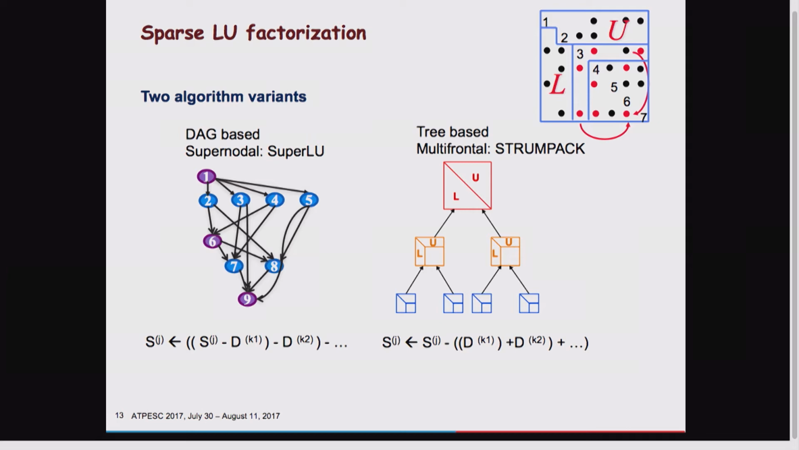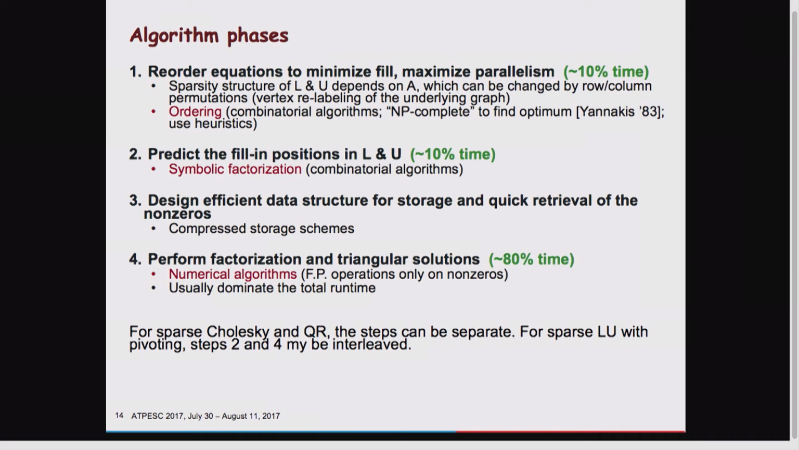But in this case, you use more memory. But then you can imagine you have a relatively simpler graph to manipulate to do the task scheduling. So those are the different algorithms. So then from the algorithm point of view, because of this filling, we have a lot of pre-processing steps in order to optimize performance.